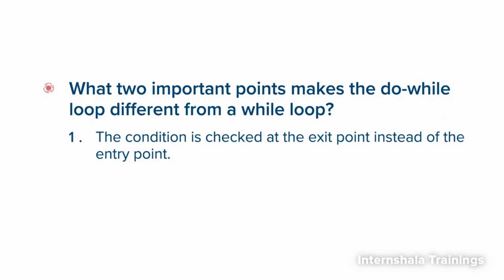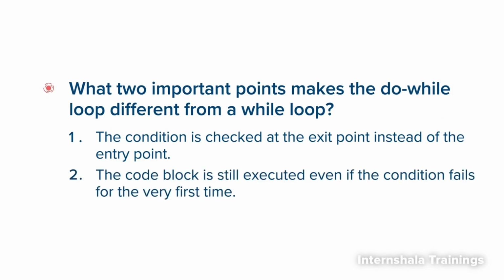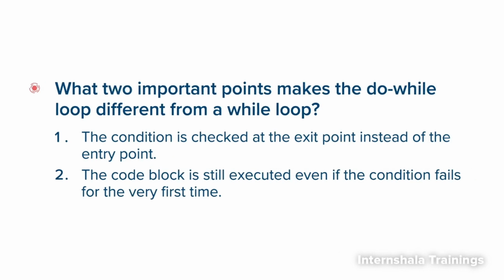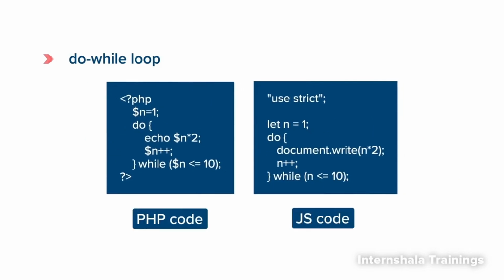Well, the first point is, in the do while loop, the condition is checked at the exit point instead of the entry point, as in the case of while loop. The second point is, even if the condition fails for the very first time, still the code block inside the loop will get executed. So, coming back to the code and how we can use the do while loop in it. The do while loop works in the same way in JavaScript as in PHP.